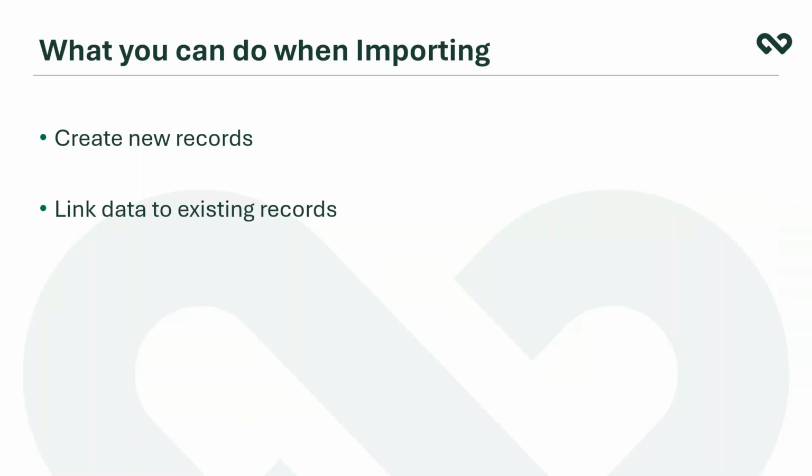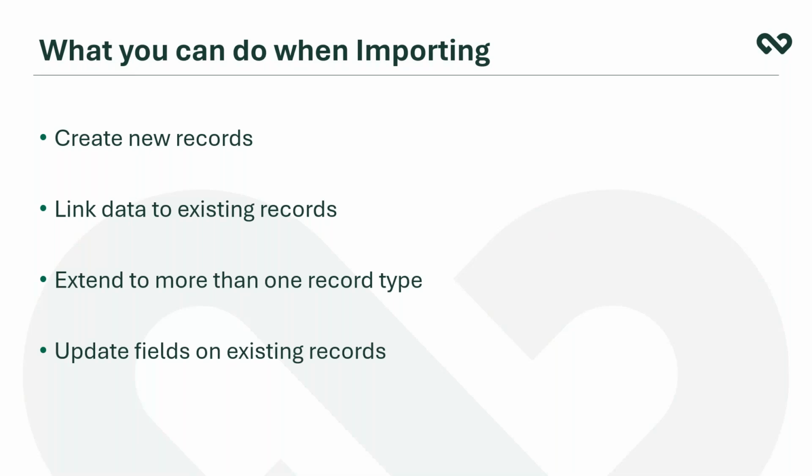Now, when doing an import, you can also link data to existing records. So if you are importing a large amount of people, as you're doing that import, you can link these to organizations that you currently have within your database. You can also extend your import to more than one record type. An example of this could be that you're importing cases and you also want to create related activities for them.